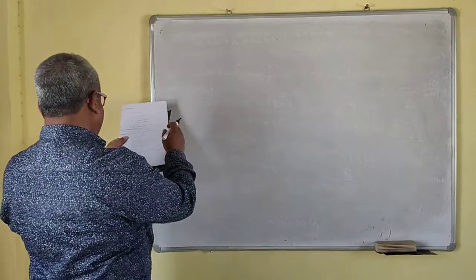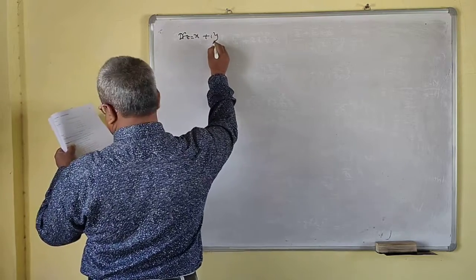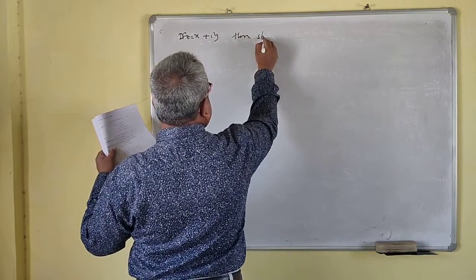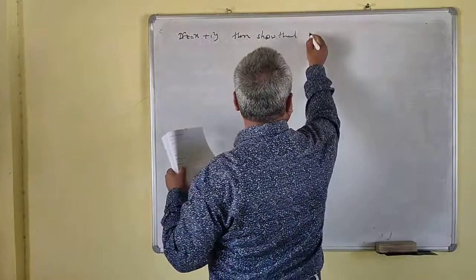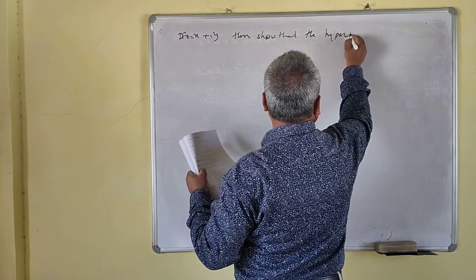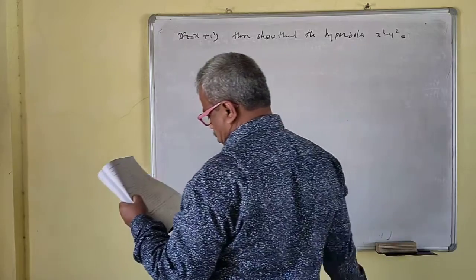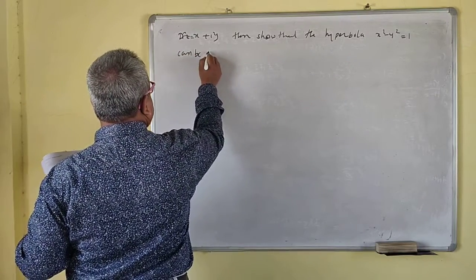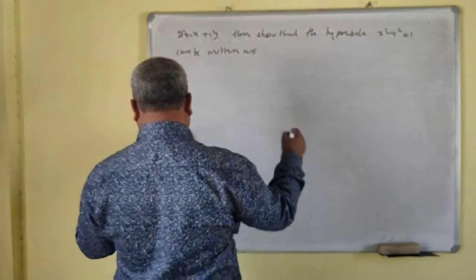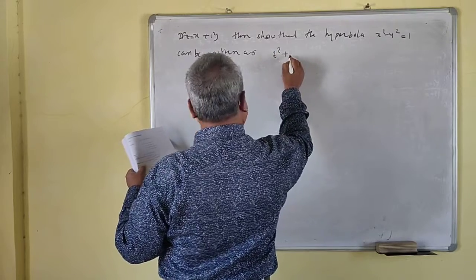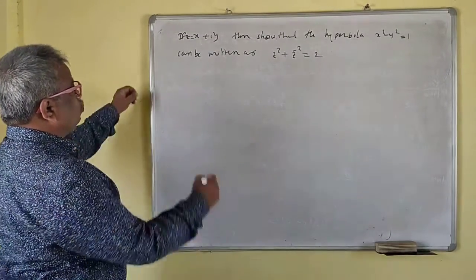Next, if z is equal to x plus iy, then show that the hyperbola x square minus y square is equal to 1 can be written as z square plus z bar square is equal to 2. Solution.